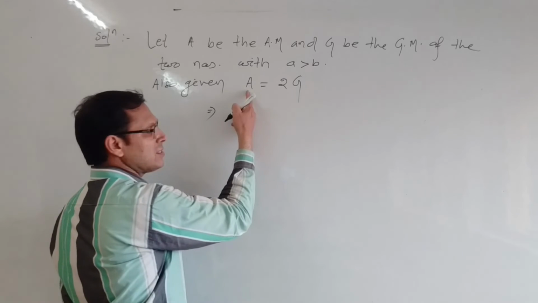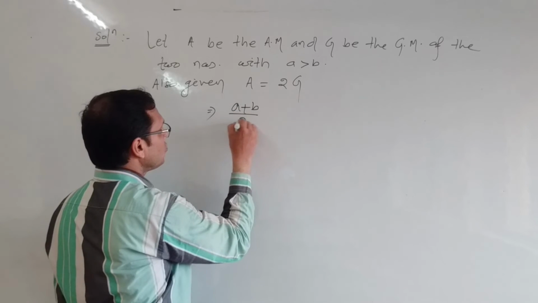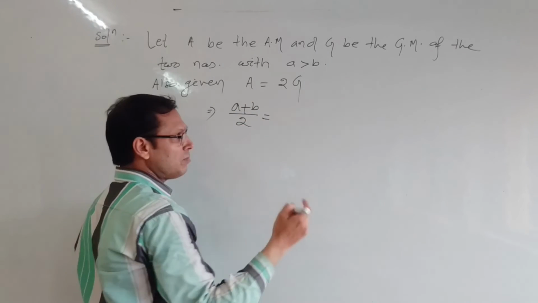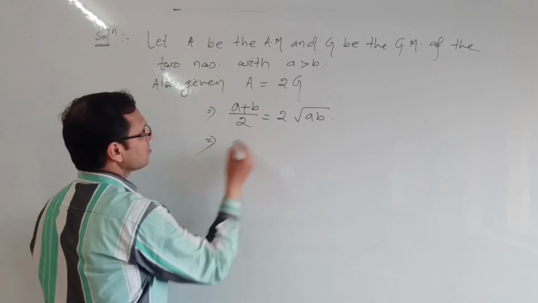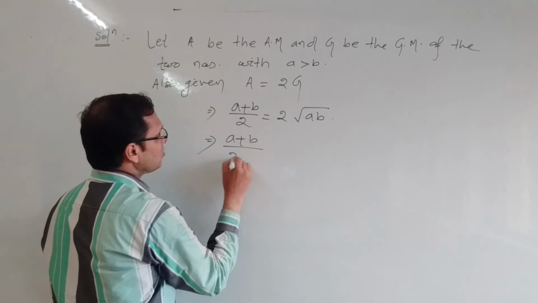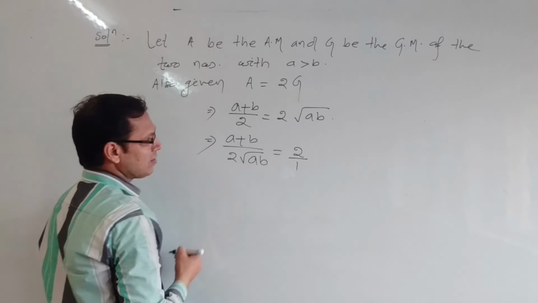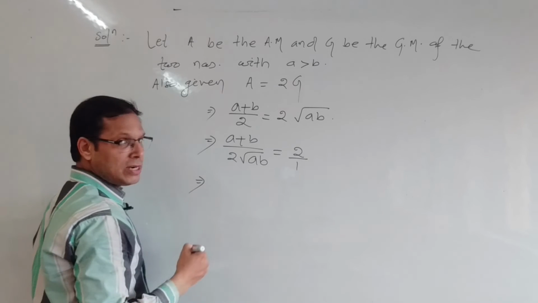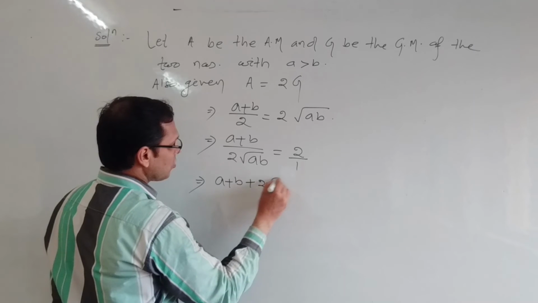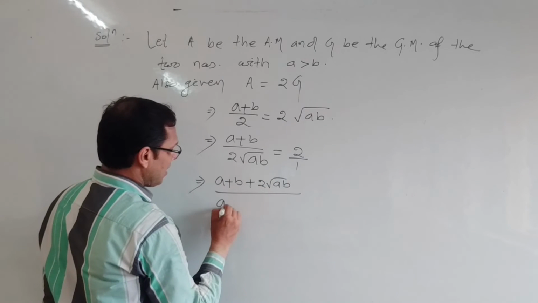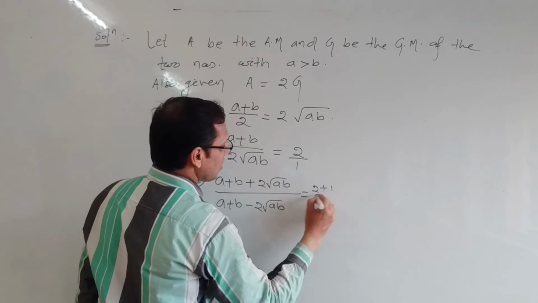Already we have found what is the AM between the two numbers a and b, that is nothing but (a plus b) by 2. And what is the GM between the two numbers? That is root over of ab. So now (a plus b) by 2 root over of ab can be written as 2 by 1. Now by componendo and dividendo, (a plus b plus 2 root ab) whole divided by (a plus b minus 2 root ab) is equal to (2 plus 1) by (2 minus 1).